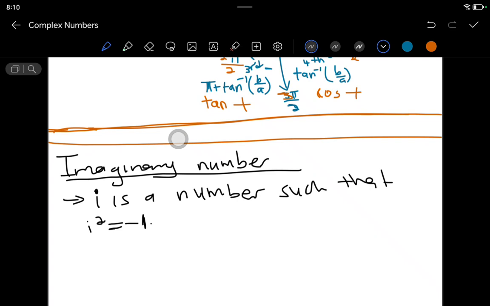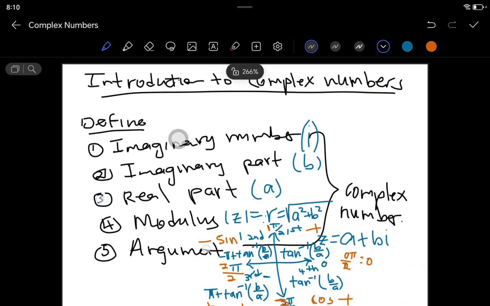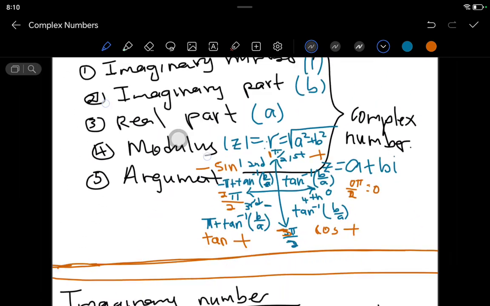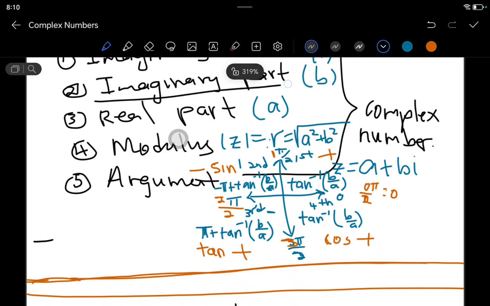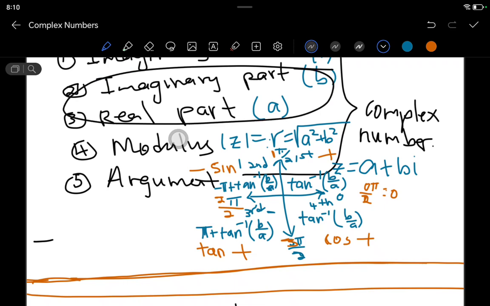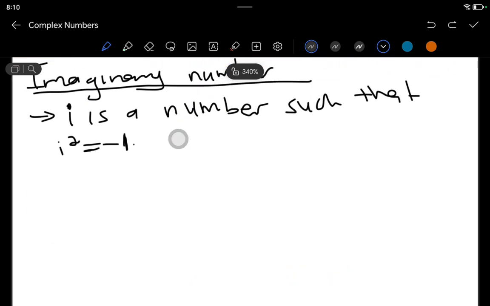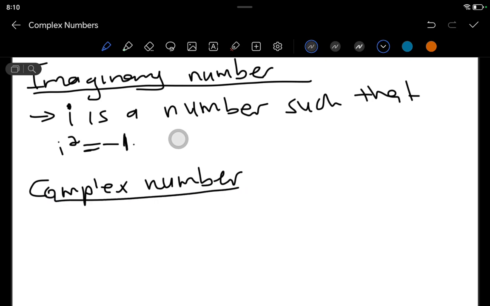Now let's look at the second definition that I said we should look at, which is the imaginary part. Remember, with the imaginary part I'm not really going to define it, but we know that if we're given the complex number a plus bi, our imaginary part will be b and our real part will be a. So I'm just going to include these two inside the complex number definition, right? It means that now what we need to define is a complex number. Since we already know what an imaginary number is, we can continue and define a complex number.